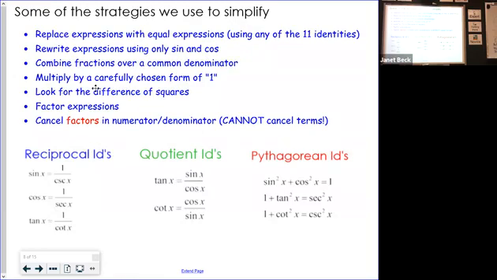Look for difference of squares. I'll talk about that a bit more. And factoring expressions, we haven't done any like that. We're going to do an example of that. Okay, let's talk about this looking for difference of squares.